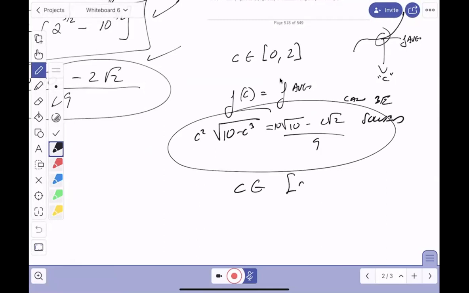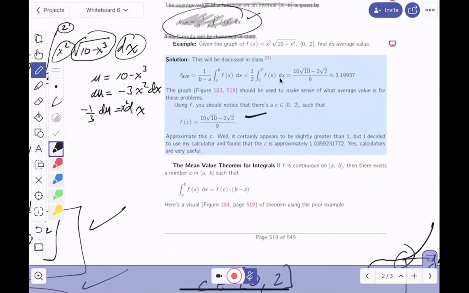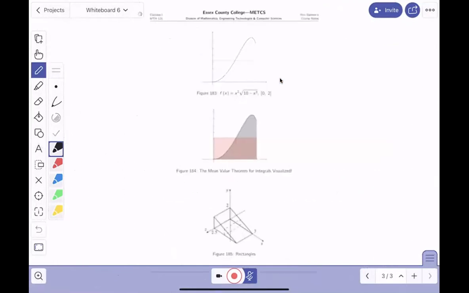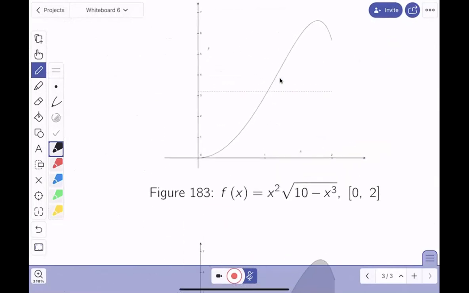Let me repeat this. c will come between 0 and 2. You may find another c, but we only want to see between 0 and 2. I used a computer to do that, and I got this number over here. I do want to look at the graph, though. What we're looking at is the graph of f. We computed the average, this was f average. When I say computer, I used the computer to get an approximation.